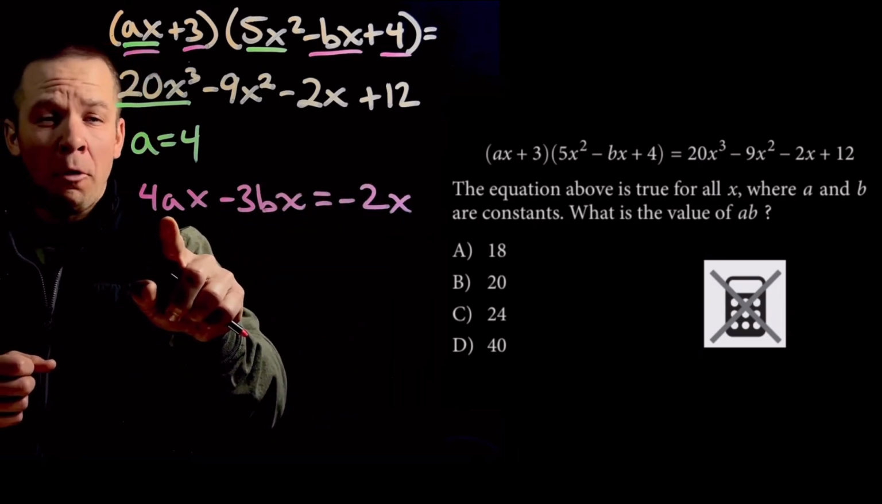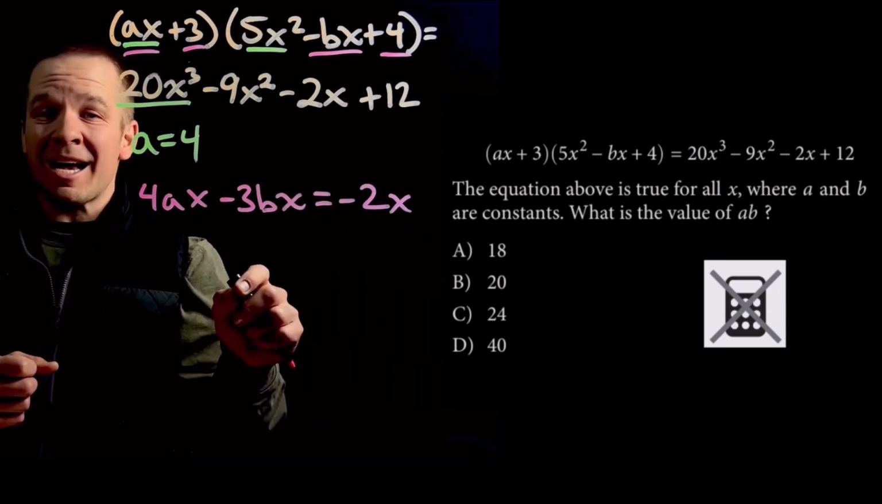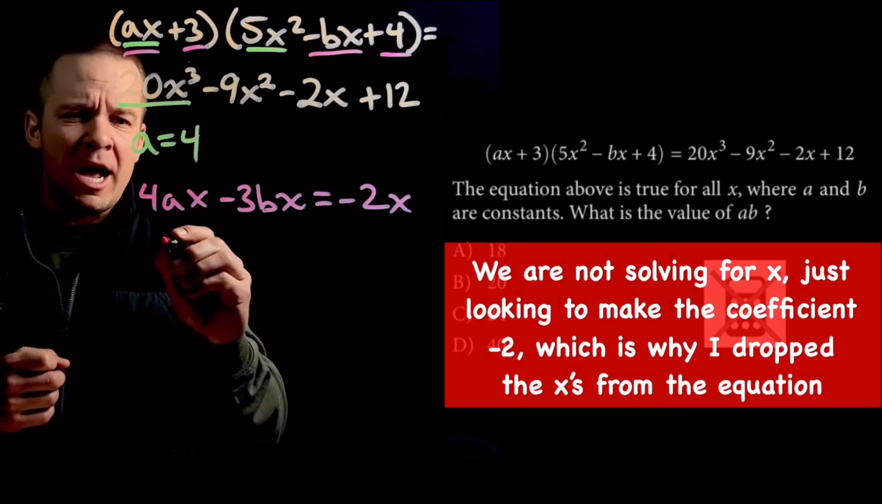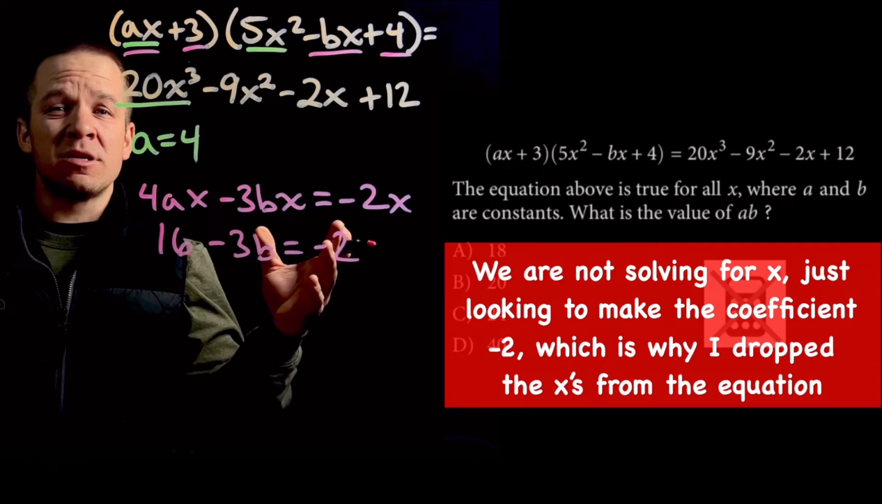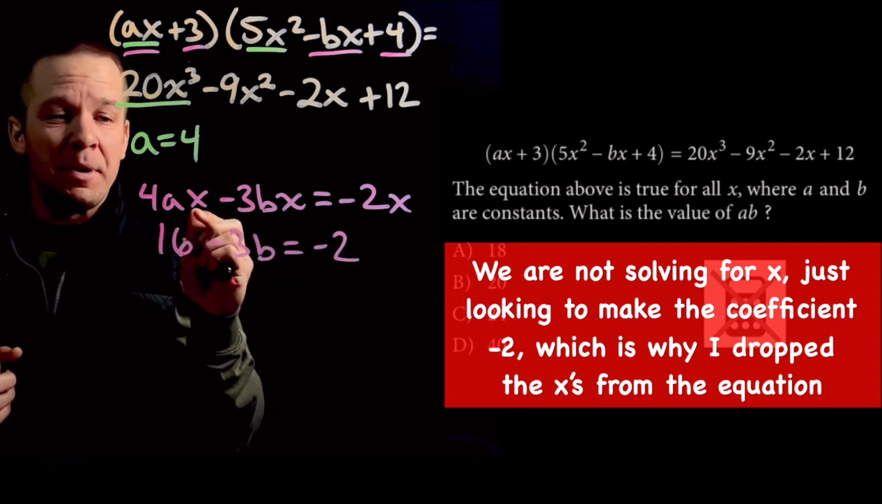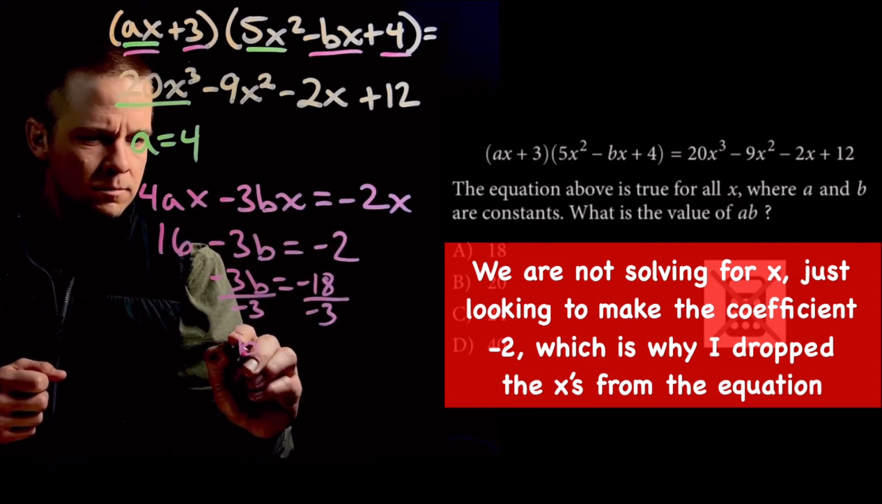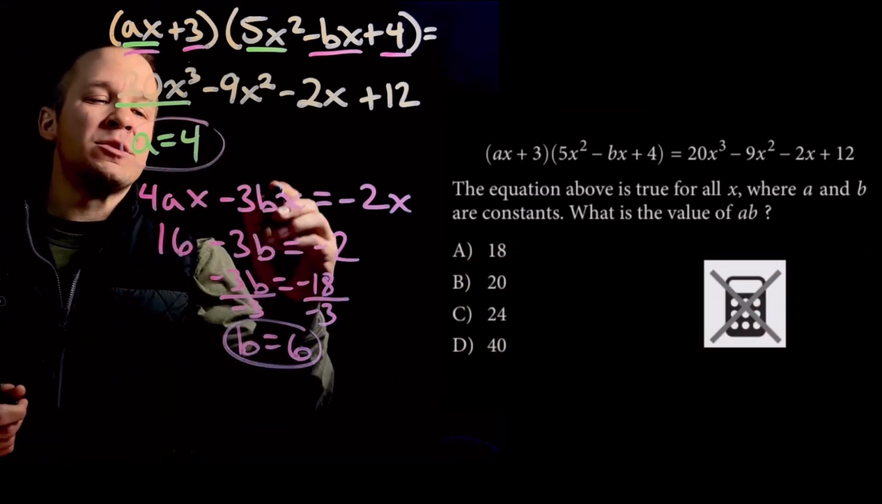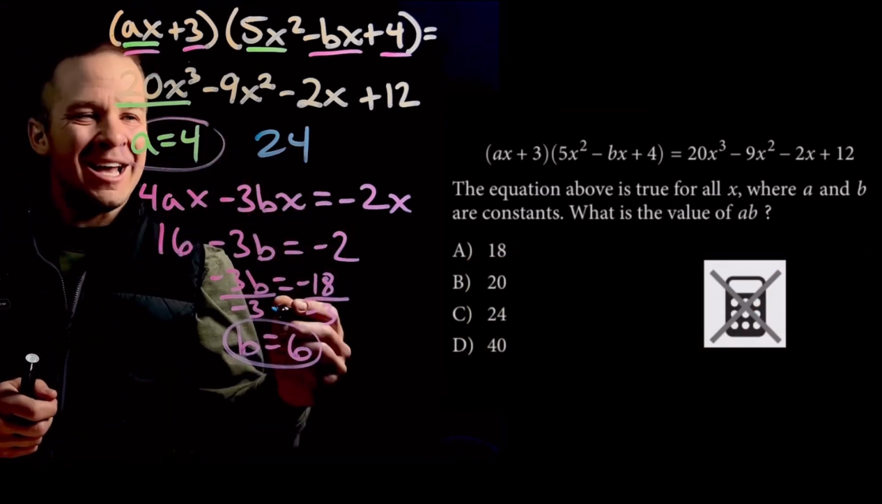Now I know my a is 4, and I'm not really worried about these x's here. I'm just worried about the coefficients. So I'm going to drop my x's and substitute 4 in for a. Now we're just going to solve this linear equation, essentially, for b. I've got 6, I've got 4. What's the product of those two right there? That is 24. My answer is C.